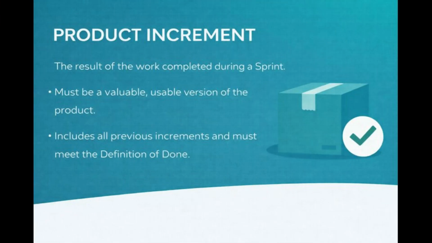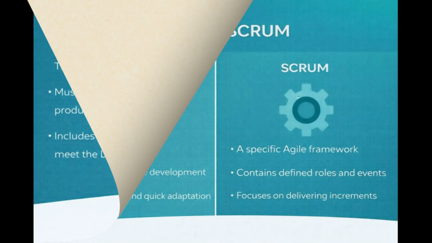Product increment. The product increment is the most important outcome of Scrum. It is working, tested, and potentially releasable. Each sprint ends with a new increment that adds value.